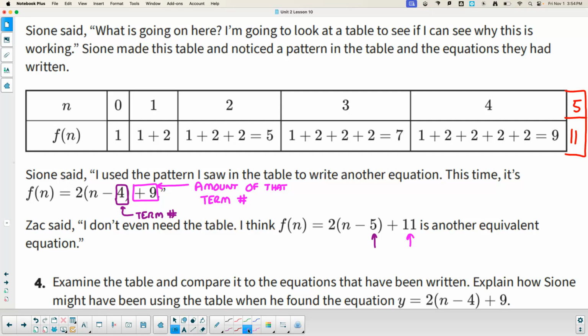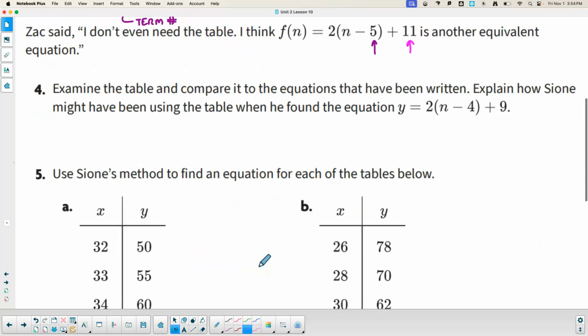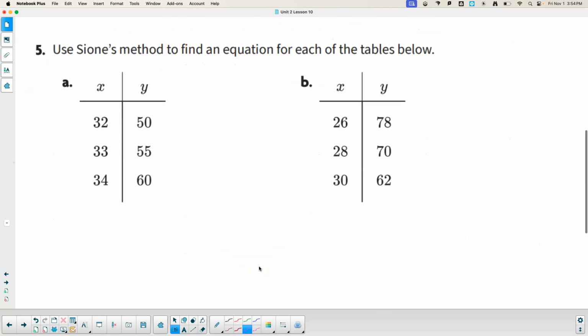Okay, which was basically number 4. I just did it for you right there, which is just fine. We can do number 4 right there. So now, if we wanted to use C's method to find the equations of these tables, the first thing that we've got to find is the rate of change.